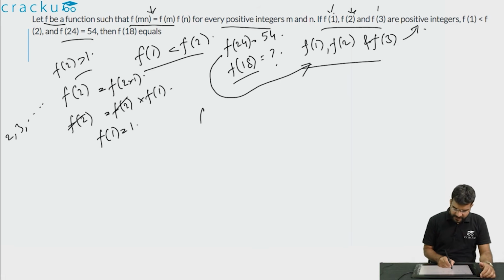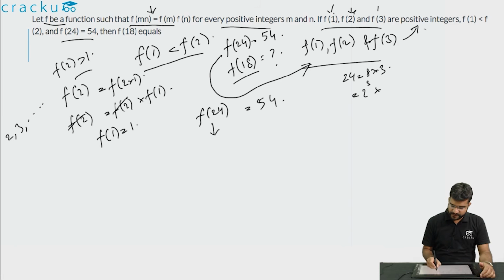Next we have the clue that f of 24 is equal to 54. Now let us try to simplify f of 24, because 24 is equal to 8 into 3. Now 8 is a power of 2, that is, it is 2 cube into 3. So f of 24 can be definitely expressed in terms of f of 2 and f of 3, and then using that we'll try to find out what is the value of f of 2 and what is the value of f of 3.